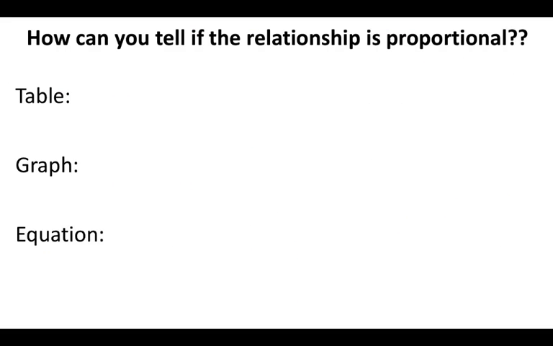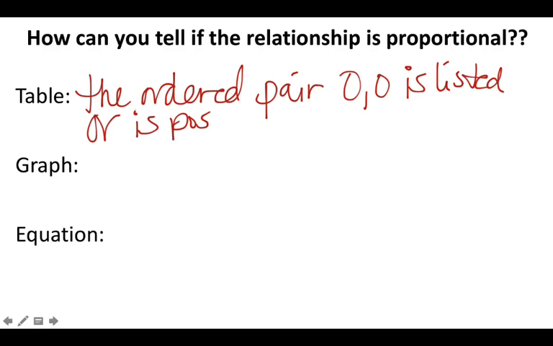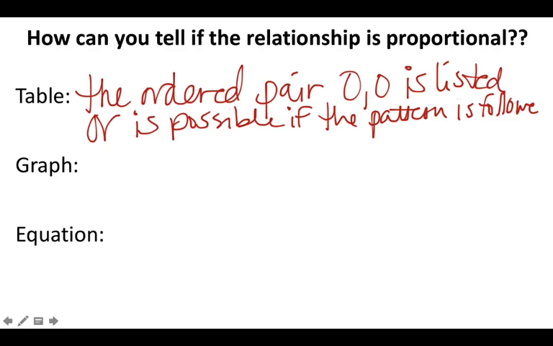Okay, so how can you tell from a table? The ordered pair 0, 0 is listed or is possible if the pattern is followed. So if you follow the pattern like we did on the last one and you find that 0, 0 is one of the ordered pairs, you're good.